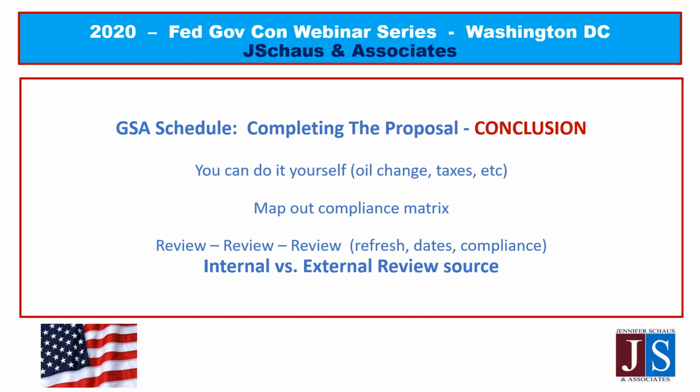As far as completing the proposal, obviously you can change your own oil, do your own taxes, and many other things in life you can do yourself. But at times it does make sense to outsource to somebody that does this on a regular basis, that knows that the refresh number is now refresh number 4 and what those changes are and how that will affect your business. If you're doing it internally, you want to map out a compliance matrix. And maybe you do some sort of hybrid where you complete the proposal internally, and then you hire us or a consultant or somebody else, or even somebody internally who's not part of the initial proposal, to look at the proposal with fresh eyes.